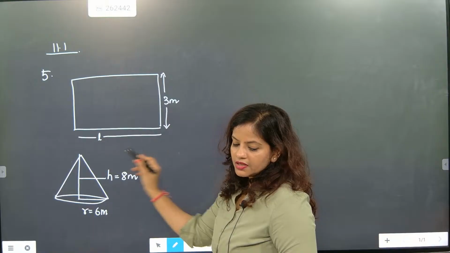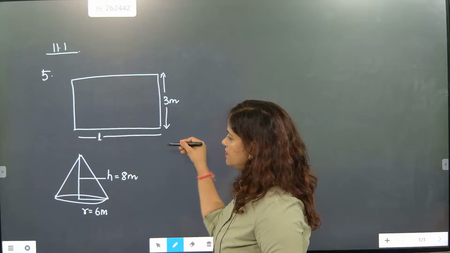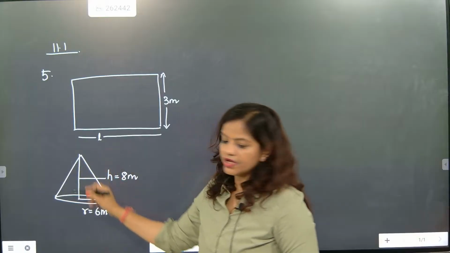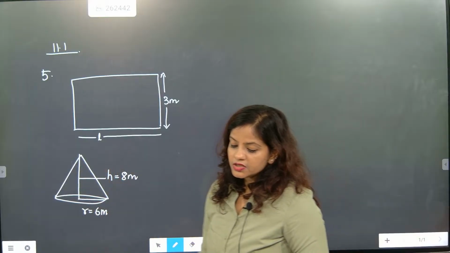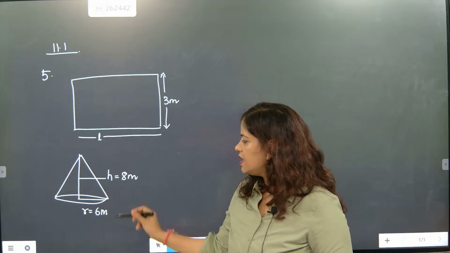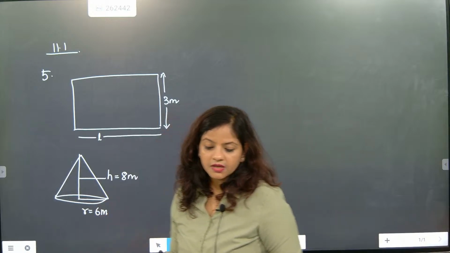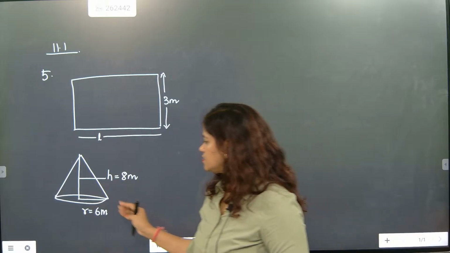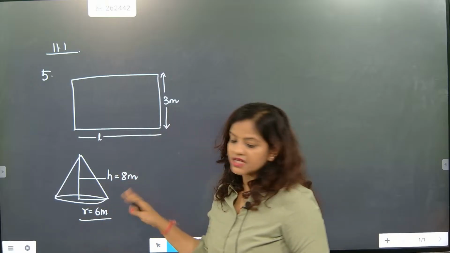This is a tarpaulin cloth. So length is L and width is 3 meter. And this tarpaulin cloth is going to make one conical tent. In this conical tent, the height is 8 meter and the radius is 6 meter. At the time of making, see, look here, extra cloth material is exactly needed.